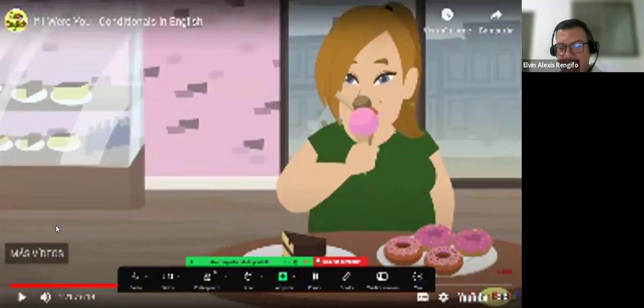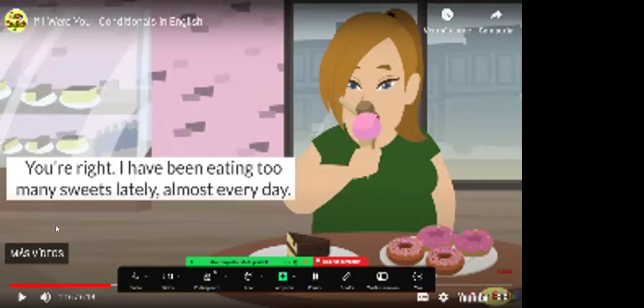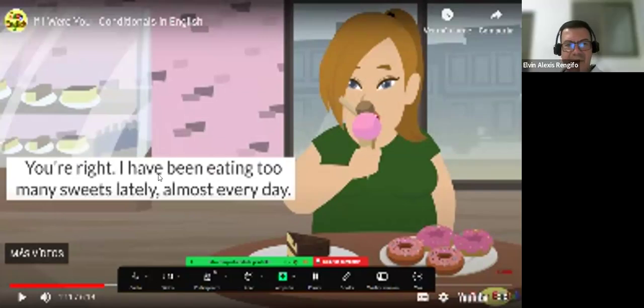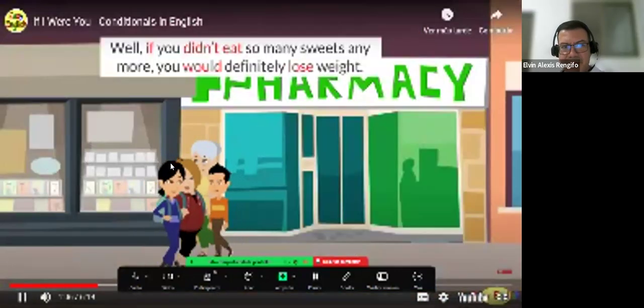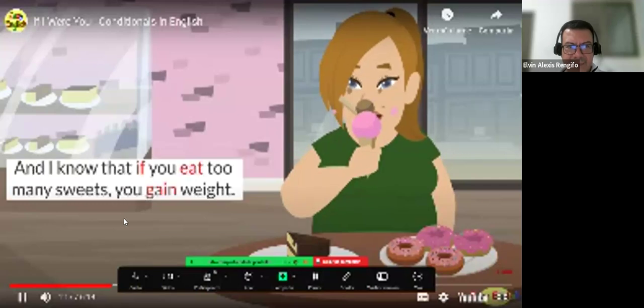What condition is that? The zero conditional. Very good, excellent. That's the zero condition. The verb in the present and the result in the present. If you eat too many sweets, you gain weight.